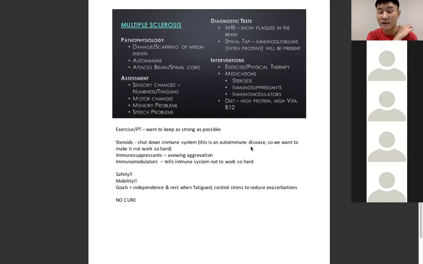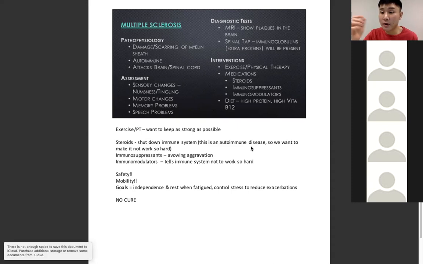How do we assess for this patient? This patient will have a sensation of numbness and tingling. The sensory will be changed. They'll have motor changes, memory problems, speech problems. How do we diagnose this disease? We use MRI. MRI will show plaques in the brain, or a spinal tap, where immunoglobulins, extra protein, will be present.